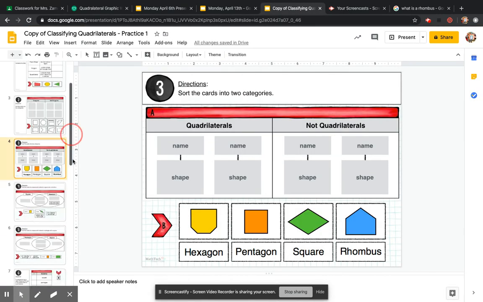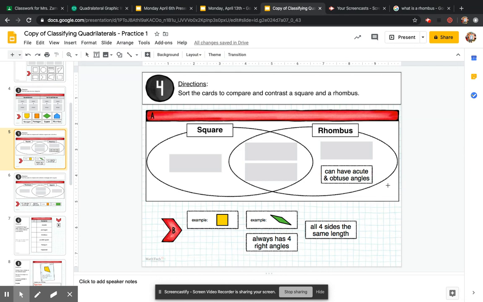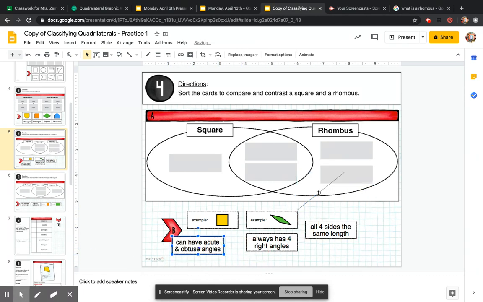All right, next slide. You are going to compare and contrast a rhombus. So what this means is you are going to find things that are special for the square. So which of these things can only a square have? Okay, that's the difference. And then which things can only a rhombus have? That's another difference. And then the things that are the same, they go in the middle.